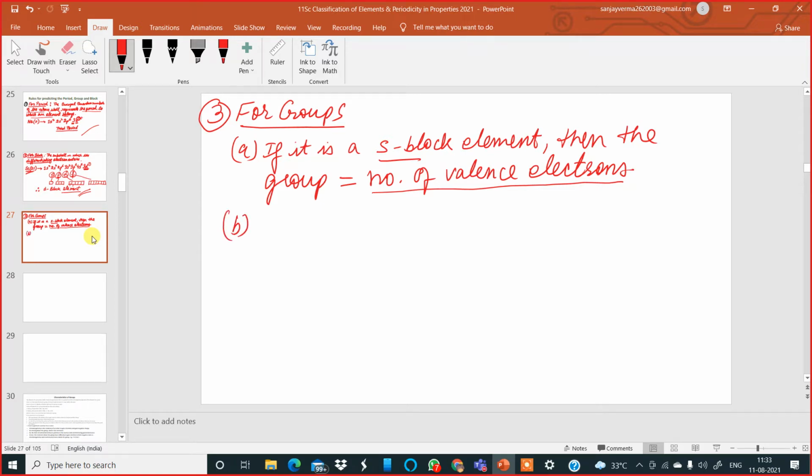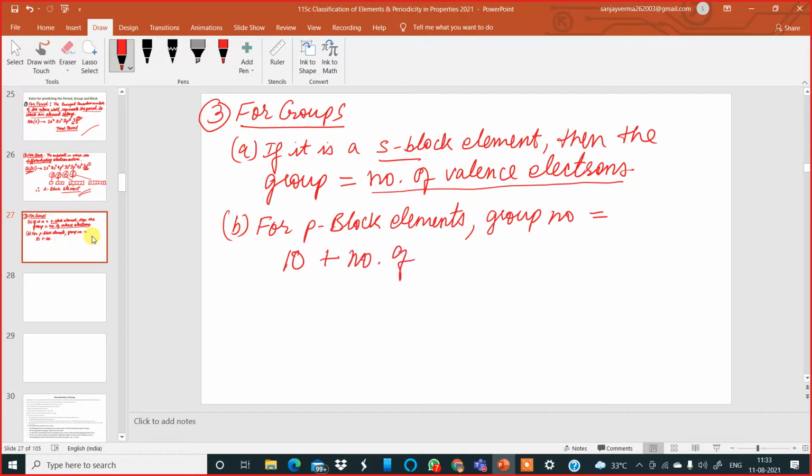Next, B, for P block elements, the group number is equal to 10 plus the number of valence electrons. So for P block elements, this is how you get the group number.